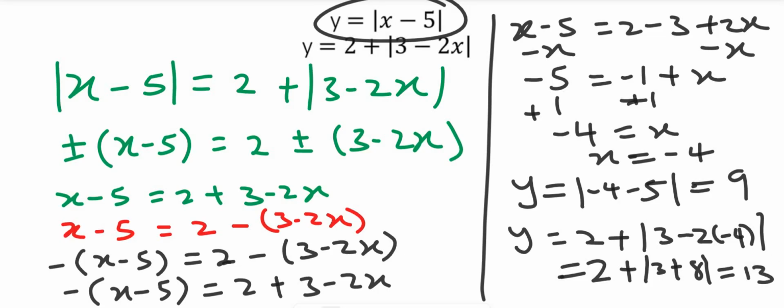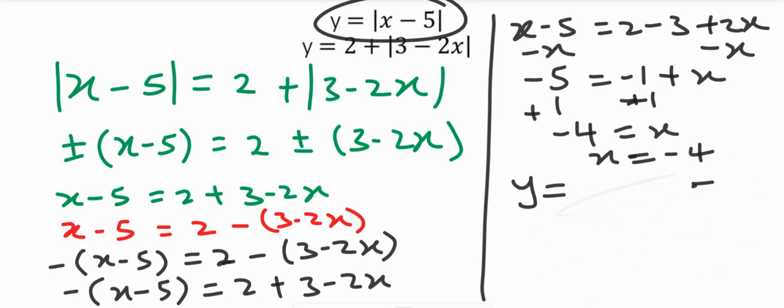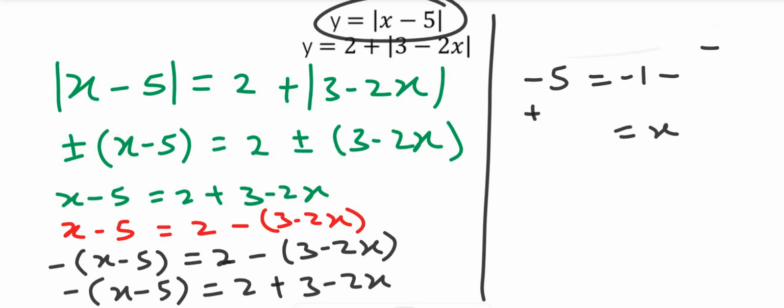Both are not the same. This is not the same. Y is not equal to 13. Therefore, the value of x equal negative 4 does not satisfy. I need to rub this, clean this, and move to the third equation. I've used two equations which did not give the right values. Let's go to the third one.